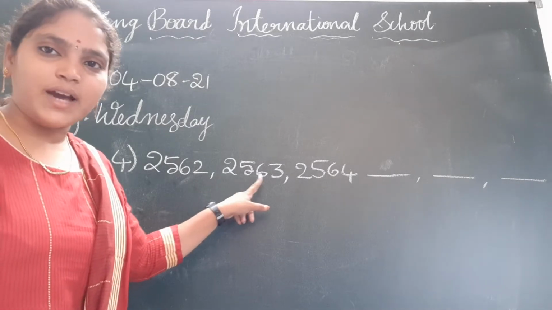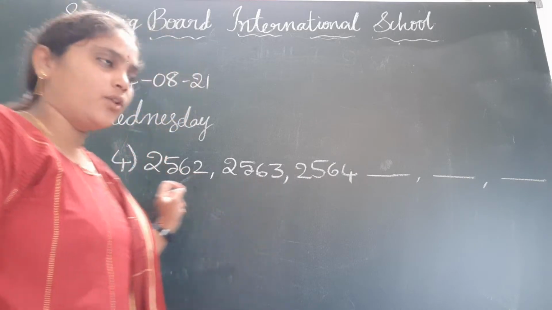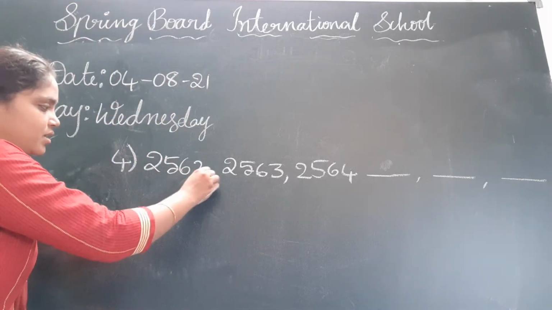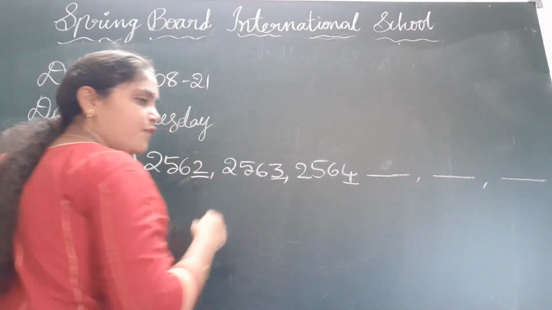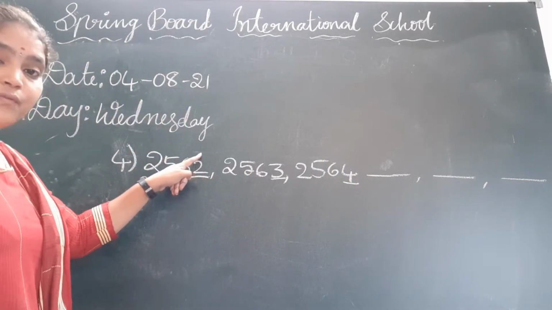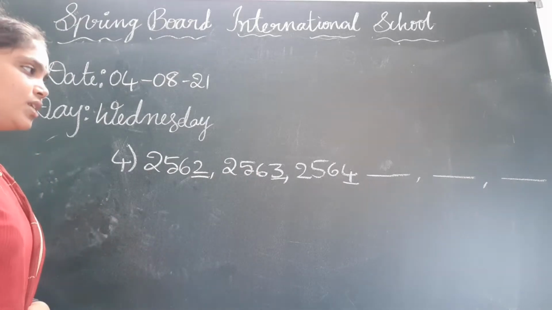2562, 2563, 2564. Which place of the digit is changing, children? 2, 3, 4. So what place is it? Ones place. So here the ones place of the digit is changing.